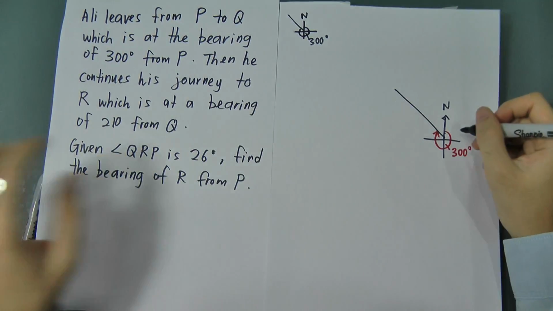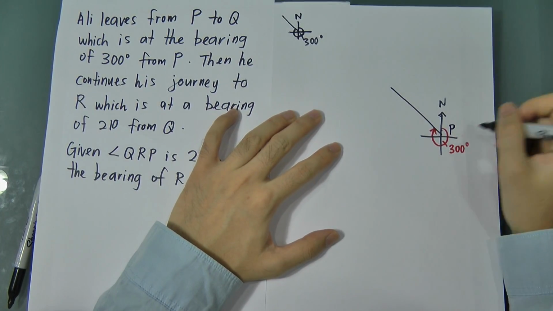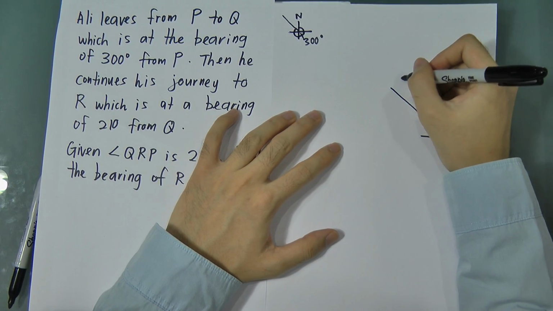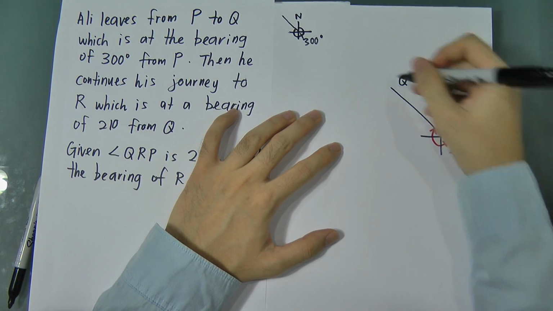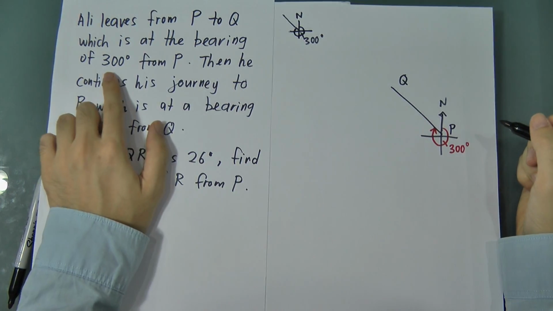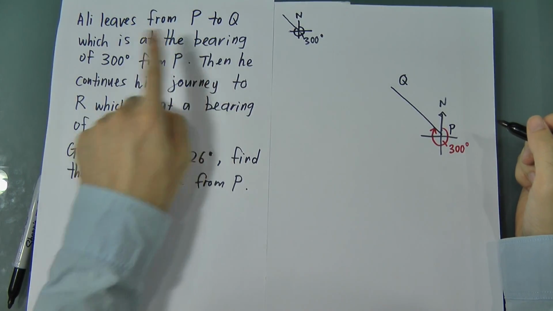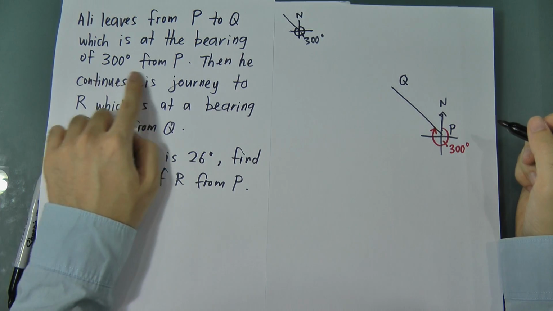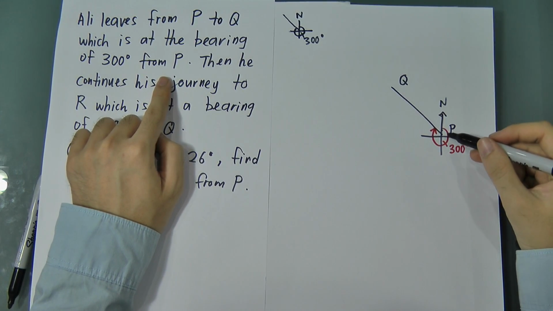Then I know here is P to Q, so I label here as Q. P to Q, the bearing is 300. This is the meaning. You see, left from P to Q, which is at the bearing of 300 from P. 300 from P, so it's here.